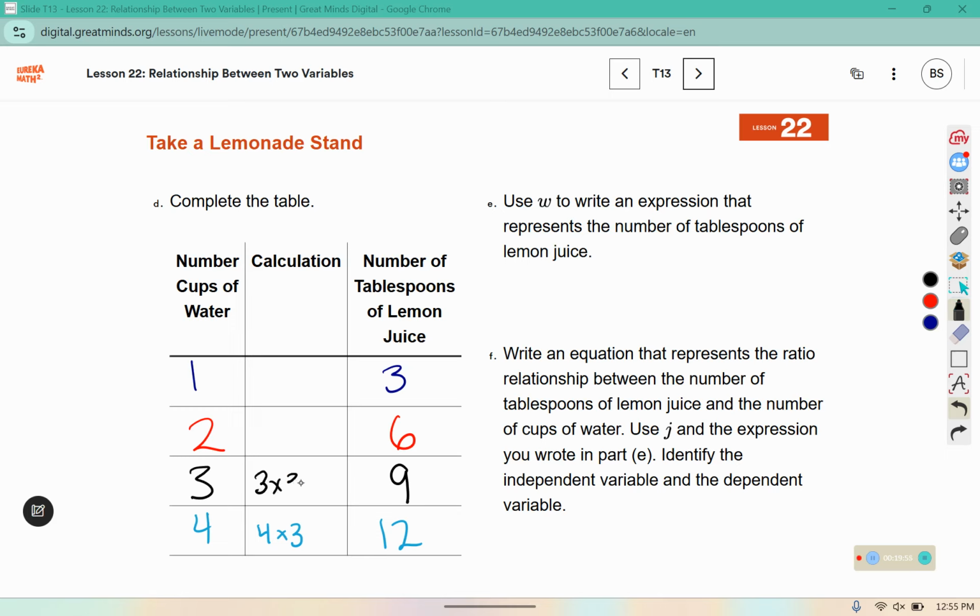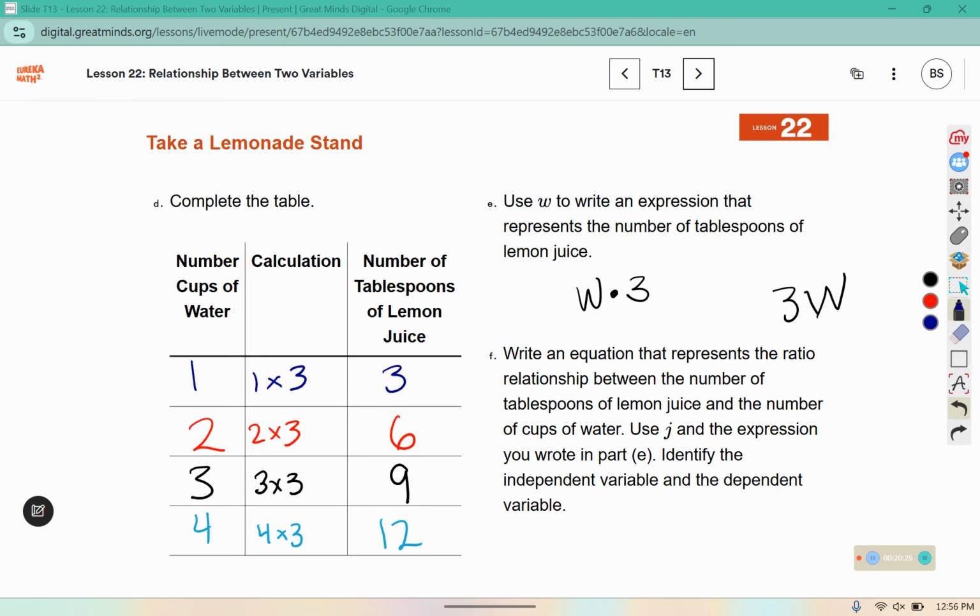3 times 3 gives us 9. 2 times 3 gives us 6. And 1 times 3 gives us 3. Use W to write an expression that represents the number of tablespoons of lemon juice based on the water. We're taking the water amount and multiplying by 3. You could also write this as 3W.